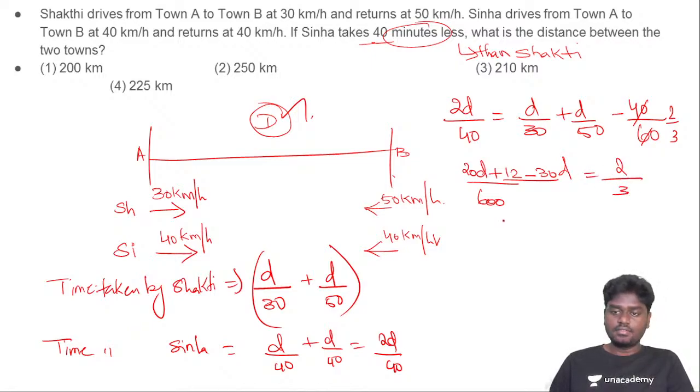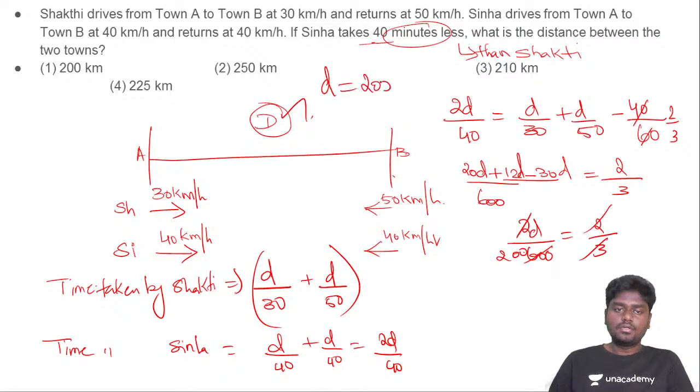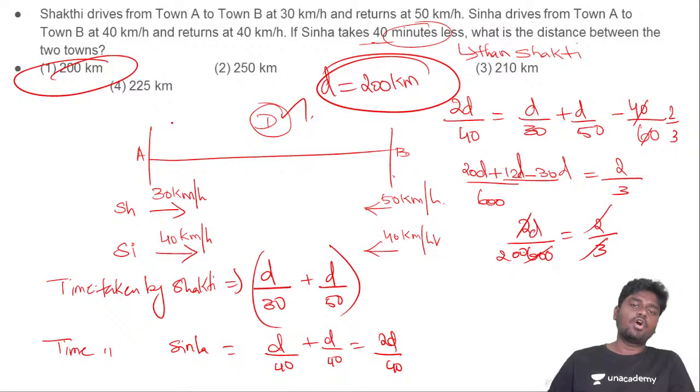And if you try to solve this, what exactly will you be getting here? So 20d plus 12d minus 30d, that is 2d by 600, is equal to 2 by 3. 2 goes out and this goes exactly to 200. So the value of d is equal to 200 kilometers. That's it. The answer for this question is option 1.